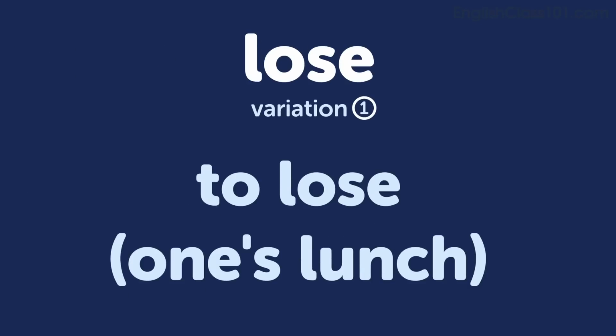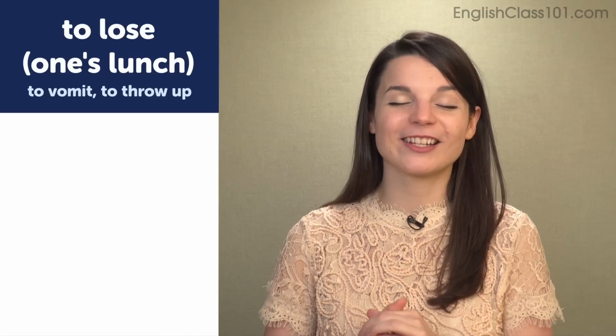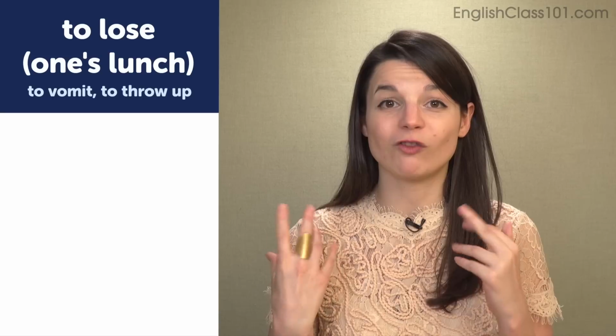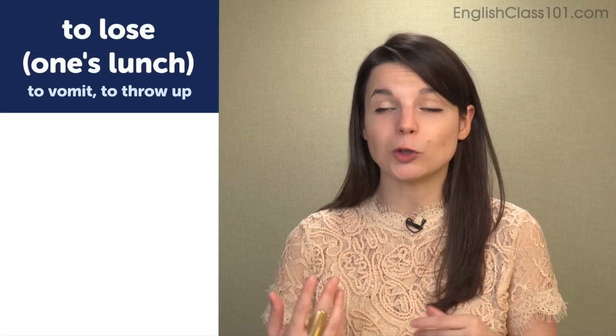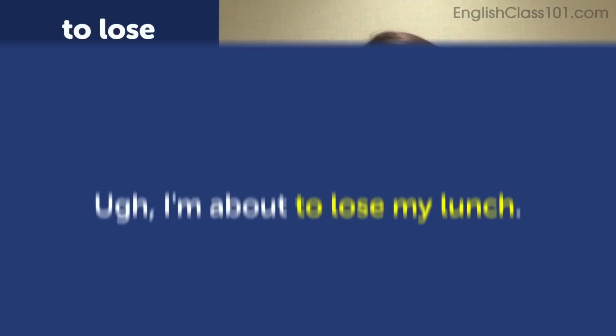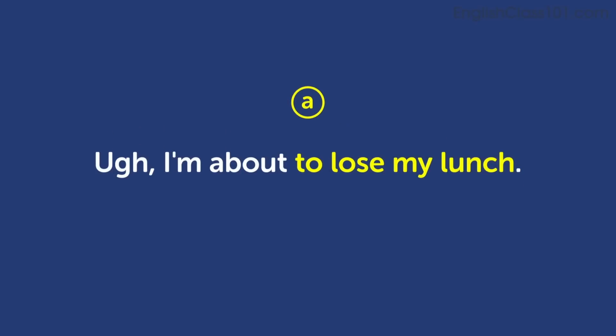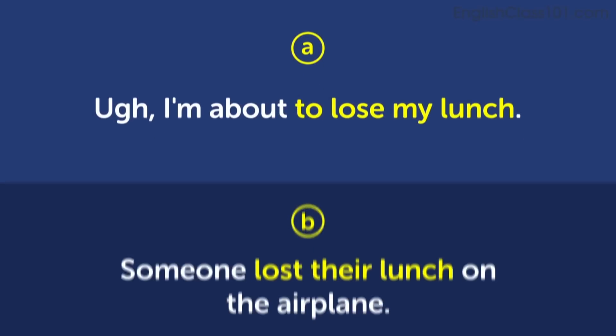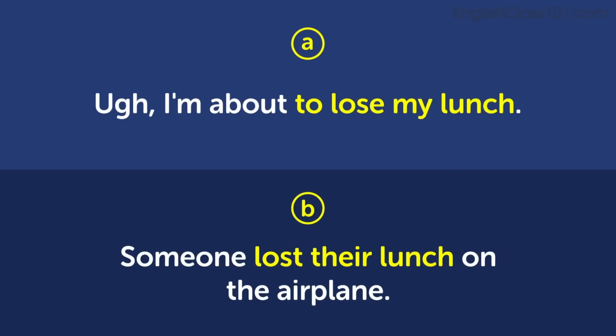Let's go on to some variations of this verb then. All right. First variation. The first variation is to lose one's lunch. To lose one's lunch. This is an expression we use that means to vomit, means to throw up, to lose your lunch. Examples of this. Ugh, I'm about to lose my lunch. And someone lost their lunch on the airplane.